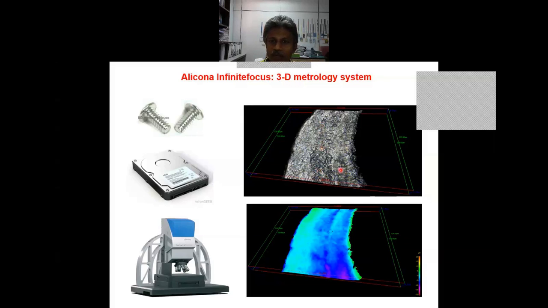Okay, and then we can measure what is the peak to valley height, what is the average height, and all the other parameters. And you can even get a 3D view of the profile. So this is where roughness is extremely important.